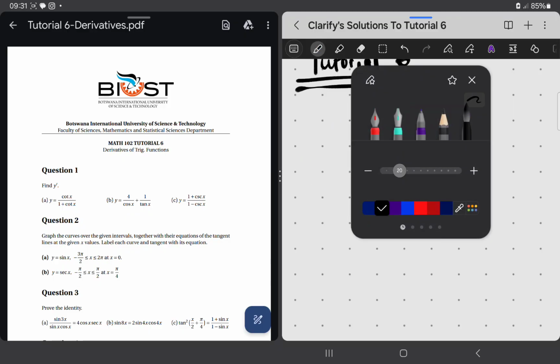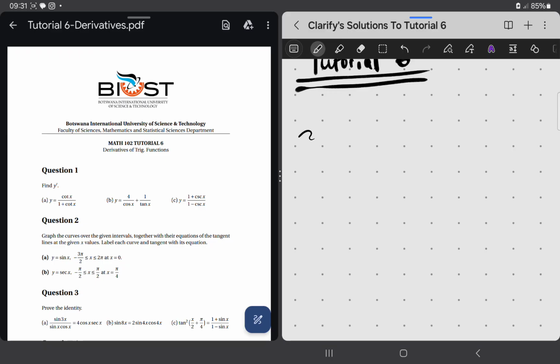Now here, let's go through this. It says find y prime. So what do I have? In other words, just differentiate, find the first derivative. So in number one, I have y being equal to cot x all over 1 plus cot x. And I'm supposed to differentiate this.